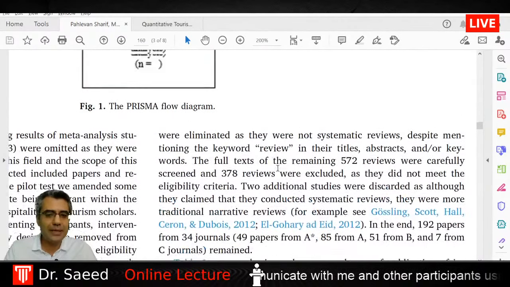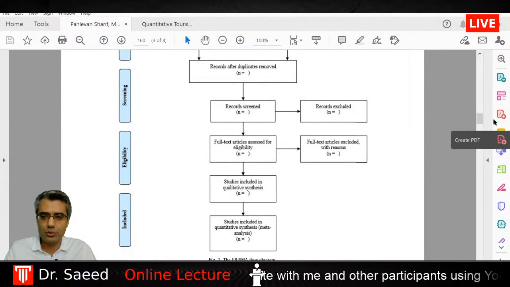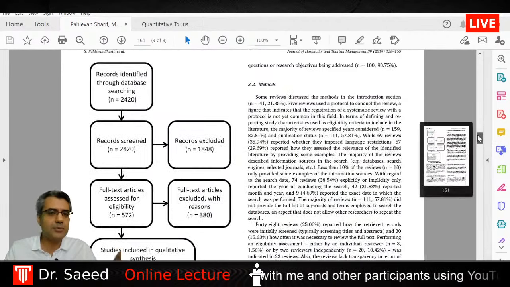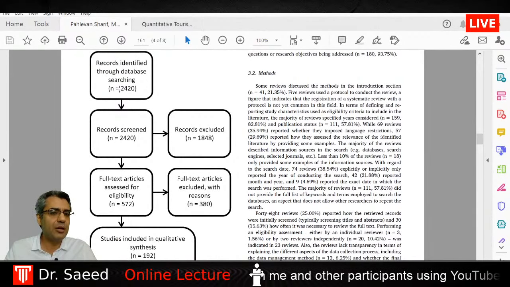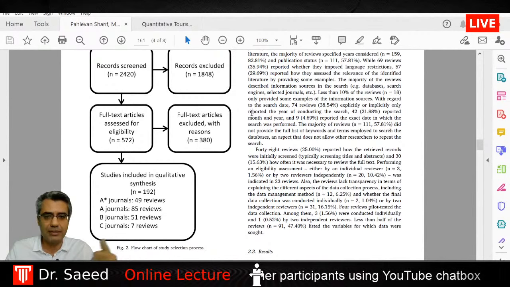So we explained this, right? Actually, it's here. We explained this. We found first 2,000 plus papers, then some were excluded after screening, after the eligibility criteria, and then 192 papers are left.